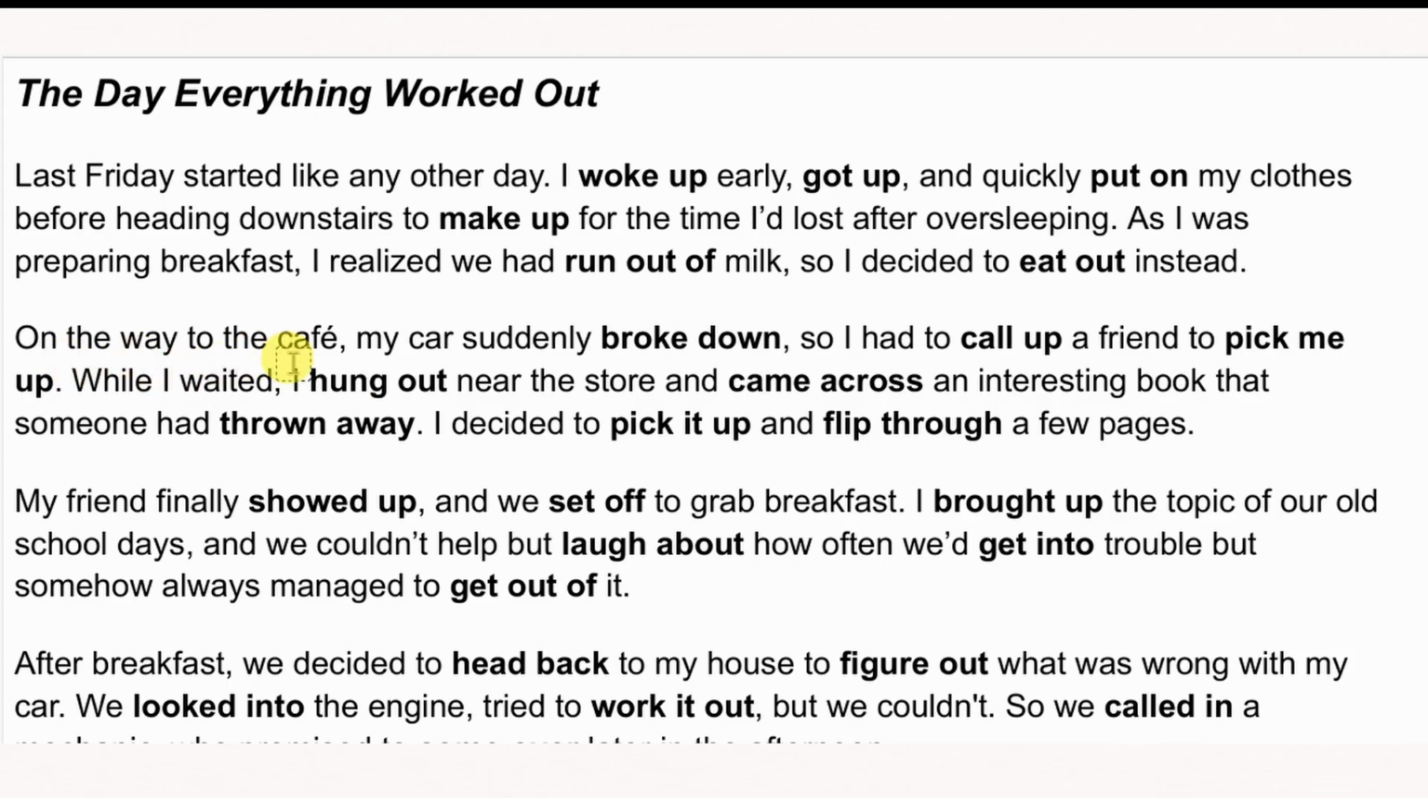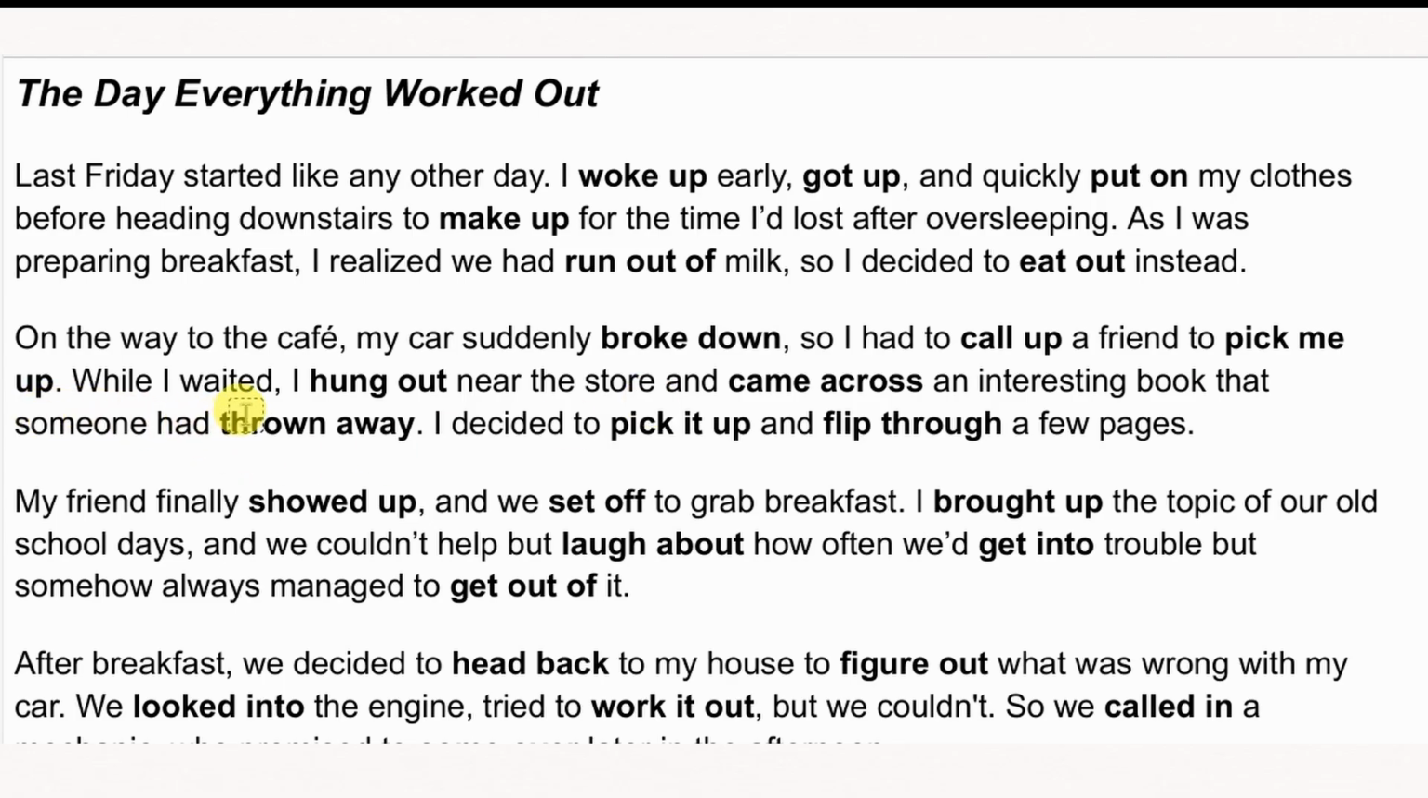On the way to the cafe, my car suddenly broke down. You remember the meaning of broke down? Broke down is the past tense of break down. And when I say my car suddenly broke down, it means it stopped moving, it stopped working. So I had to call up a friend to pick me up.